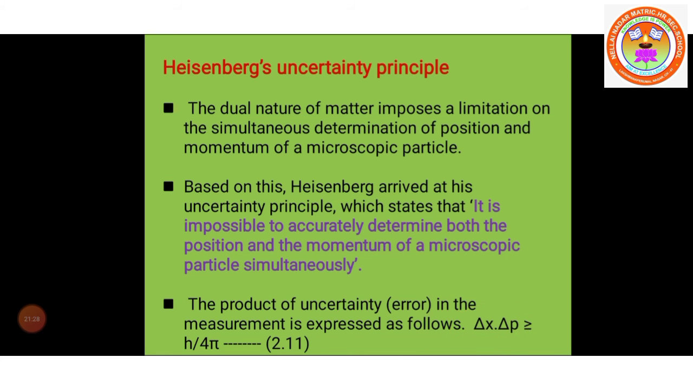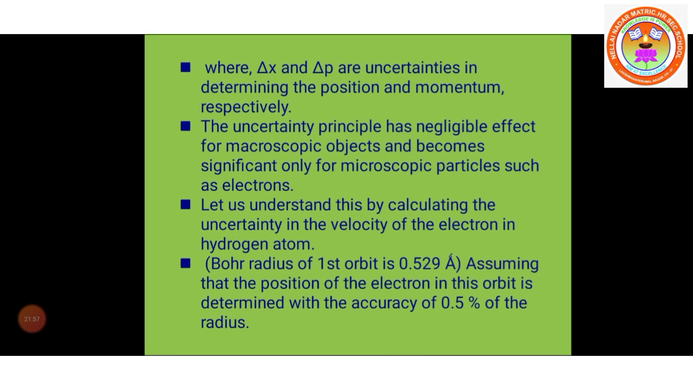Heisenberg equation: delta x into delta p is greater than or equal to h by 4 pi. Delta x is the position of the microscopic particle, and delta p is the change in momentum. Greater than or equal to h by 4 pi, where h is the Planck constant.